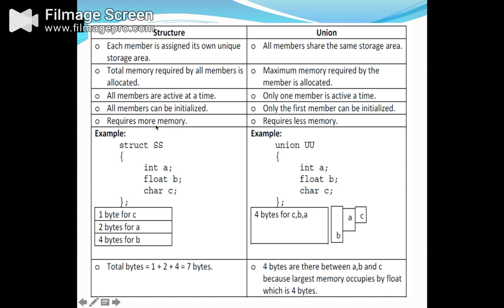In a structure, all members can be initialized. In a union, only the first member can be initialized. A structure requires more memory, as we have seen that all the members require space, but a union requires less memory, as only the union of all three members' memory is taken.